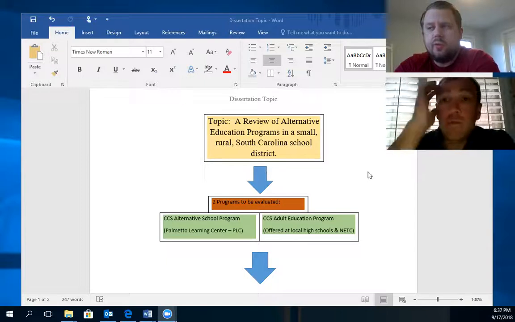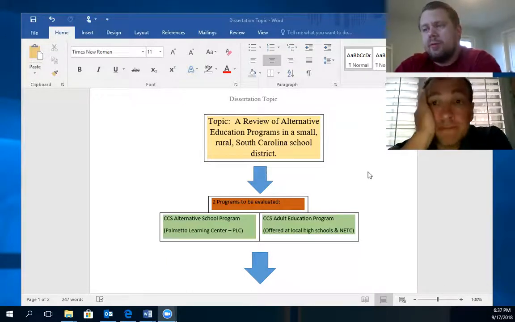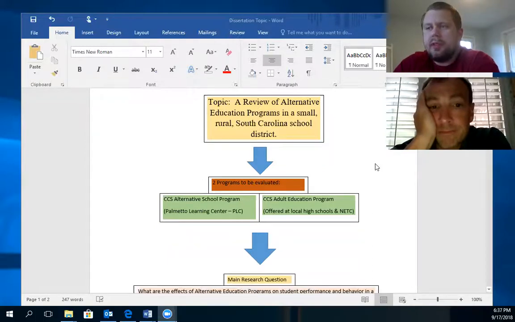Now, you would know more about that than I would, but through my research and talking to a couple of people that I know and talking to you, NETC in itself as an organization does not offer an adult ed program, correct? No, not that they used to, but right now they do not offer anything. The only adult ed program is through Chesterfield County's school system. Gotcha.